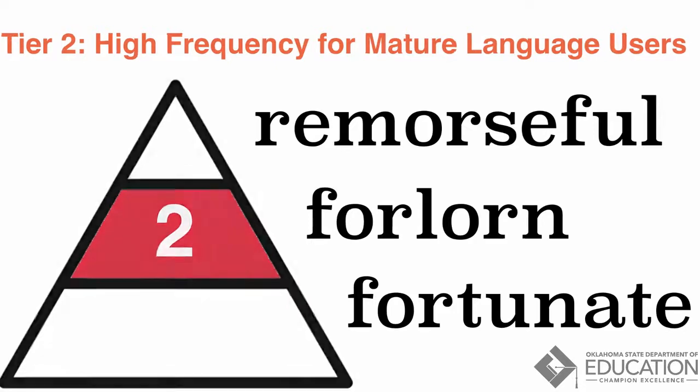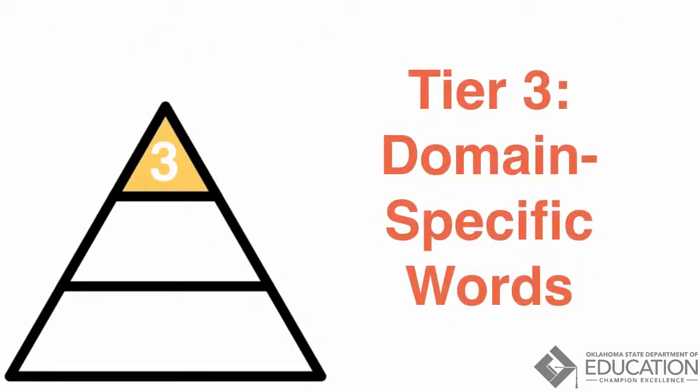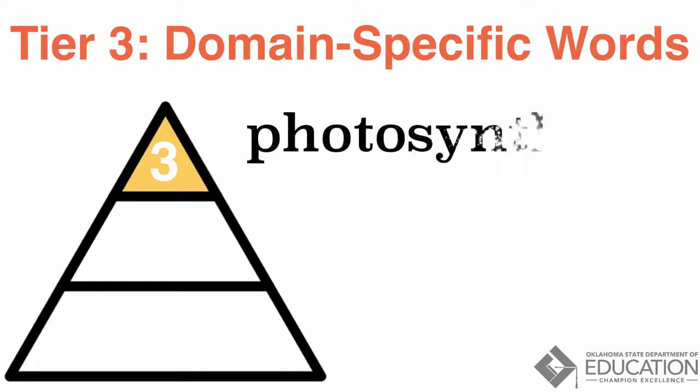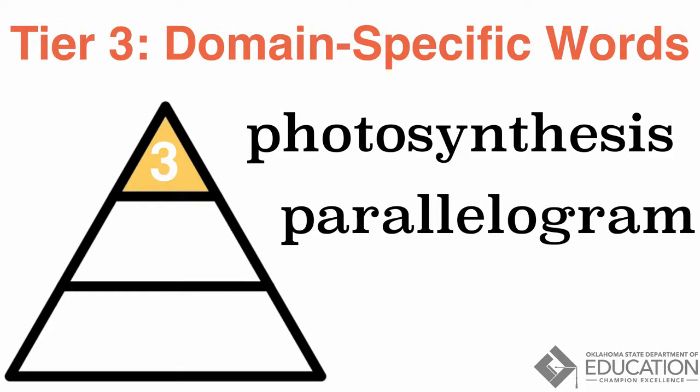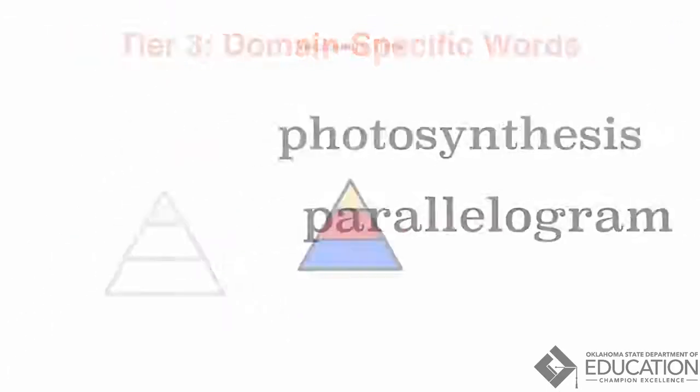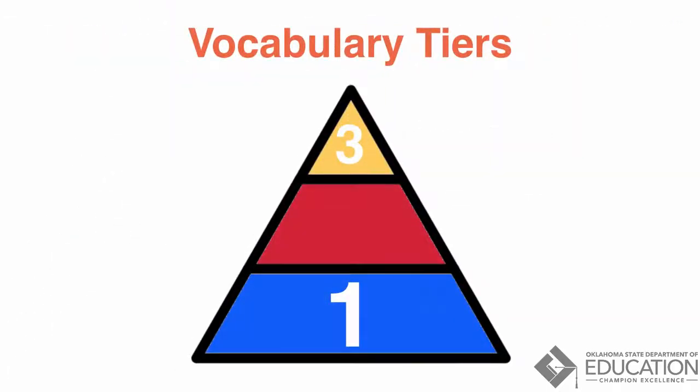And then Tier 3 words are your more domain-specific words, photosynthesis in science or parallelogram in math. Definitely, we need to do some instruction in those when we are in those disciplines, but those words are not going to appear in front of students as often as the word remorseful, as often as those Tier 2 words. So when we're really thinking about vocabulary instruction, we really need to live in that Tier 2 and pick out words that students may not use in their own vocabulary every day, but that they definitely are going to see.